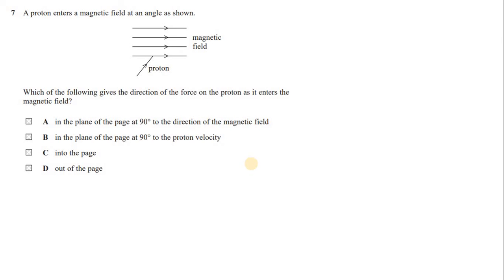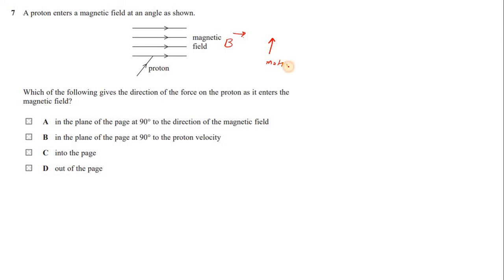Question number 7. A proton enters a magnetic field at an angle as shown. Which of the following gives the direction of force on the proton as it enters the magnetic field? So we have options. The easiest way is this: you are given the direction of the magnetic field, to the right side, and the proton is moving upward. So this is the direction of motion, the velocity.